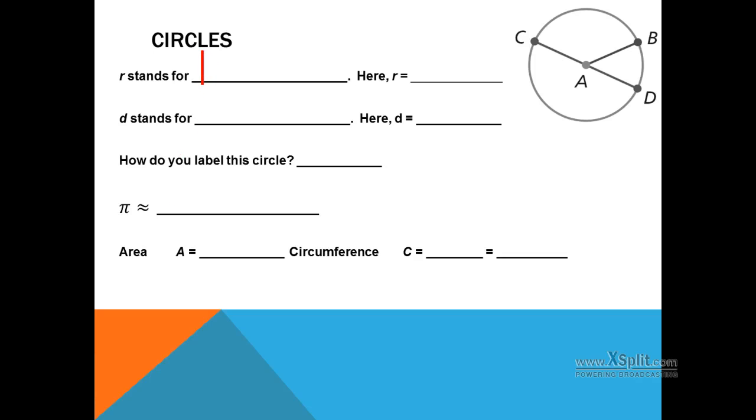You've seen all these terms before, so I'm going to really quick type R. R always stands for a radius. Similarly, D stands for diameter. You know those terms, you've seen these terms countless times.